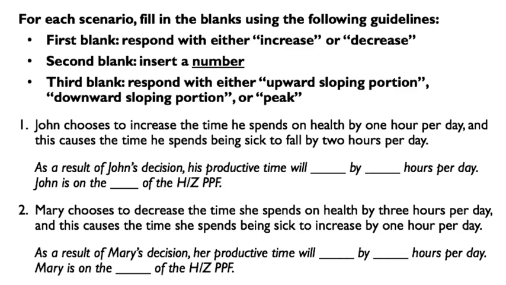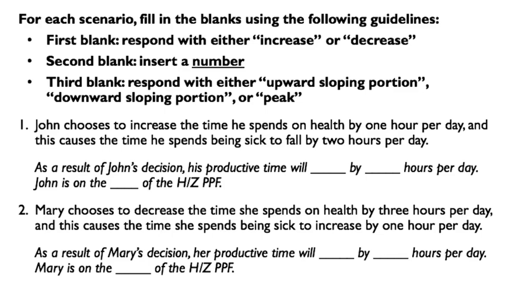Okay, scenario number one that I want you to think about is suppose there's a man named John, and John chooses to increase the time he spends on health by 1 hour per day, and this causes the time he spends being sick to fall by 2 hours per day. Okay, so again, tell me whether his productive time is going up or down and by how much, and then what portion of the PPF he's on.